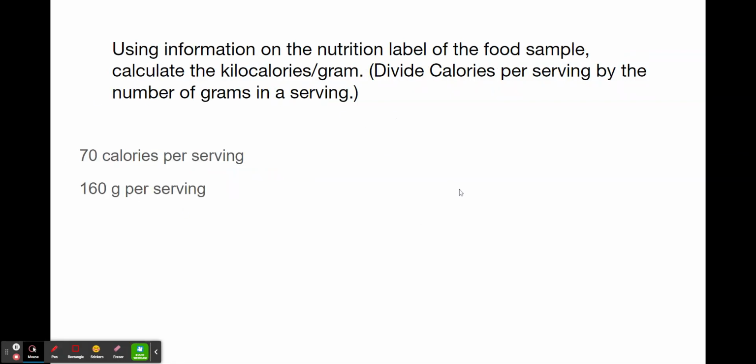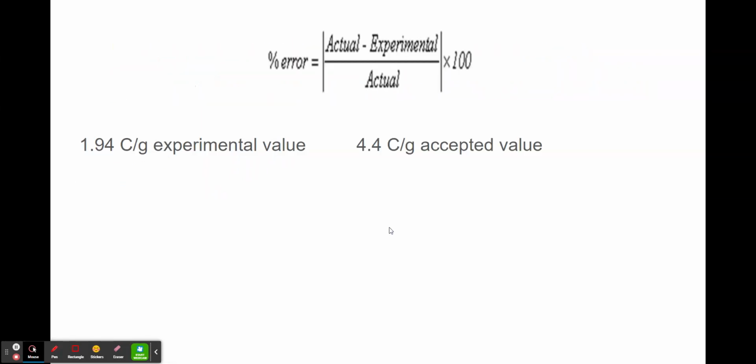Now you also had to find the known value for that food. So you did that just by taking the calories per serving and dividing it by the grams per serving. So 70 calories per serving divided by 16 grams per serving, and that comes to 4.4. So now I have my experimental value and my accepted value, and I can find my percentage error. In other words, how far off was the information that I got experimentally from what is known, right?